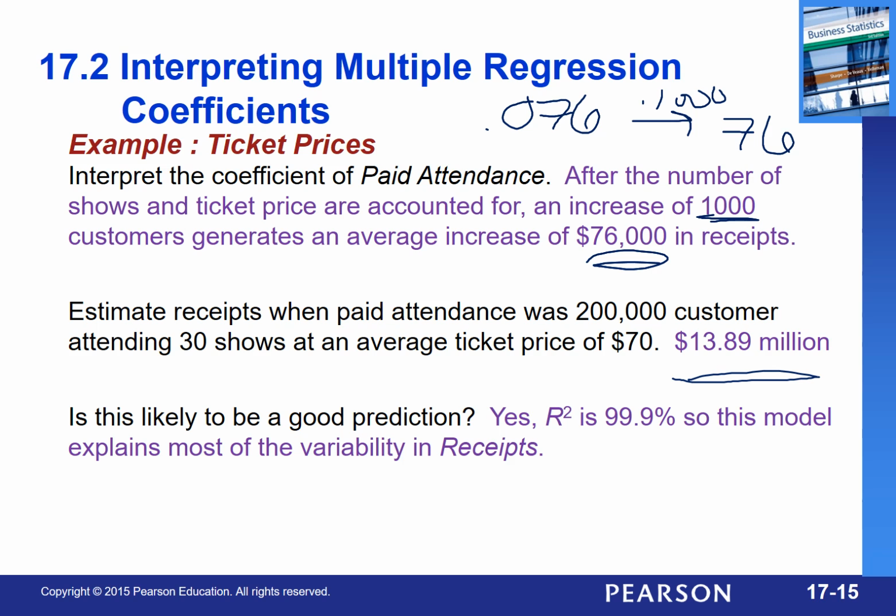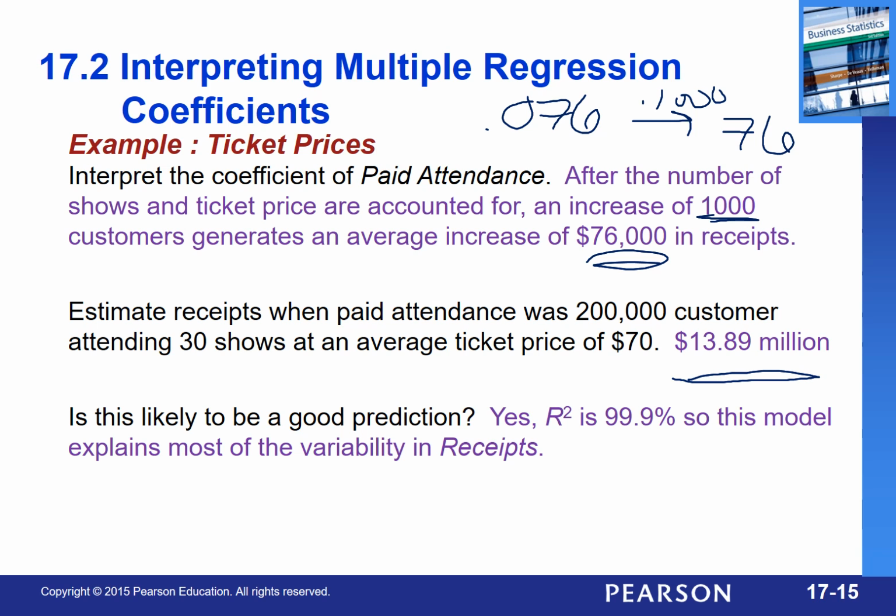Okay, so what we want to do next is estimate the receipts when the paid attendance was 200,000 customers, I keep saying that wrong, 30 shows, and an average ticket price of $70. So we would take each of these and plug them into the previous formula, so 200,000 for paid attendance, 30 for number of shows, and then an average ticket price of $70. You'd take all of those into account and add them all together, and you'd get about 13.89 million.